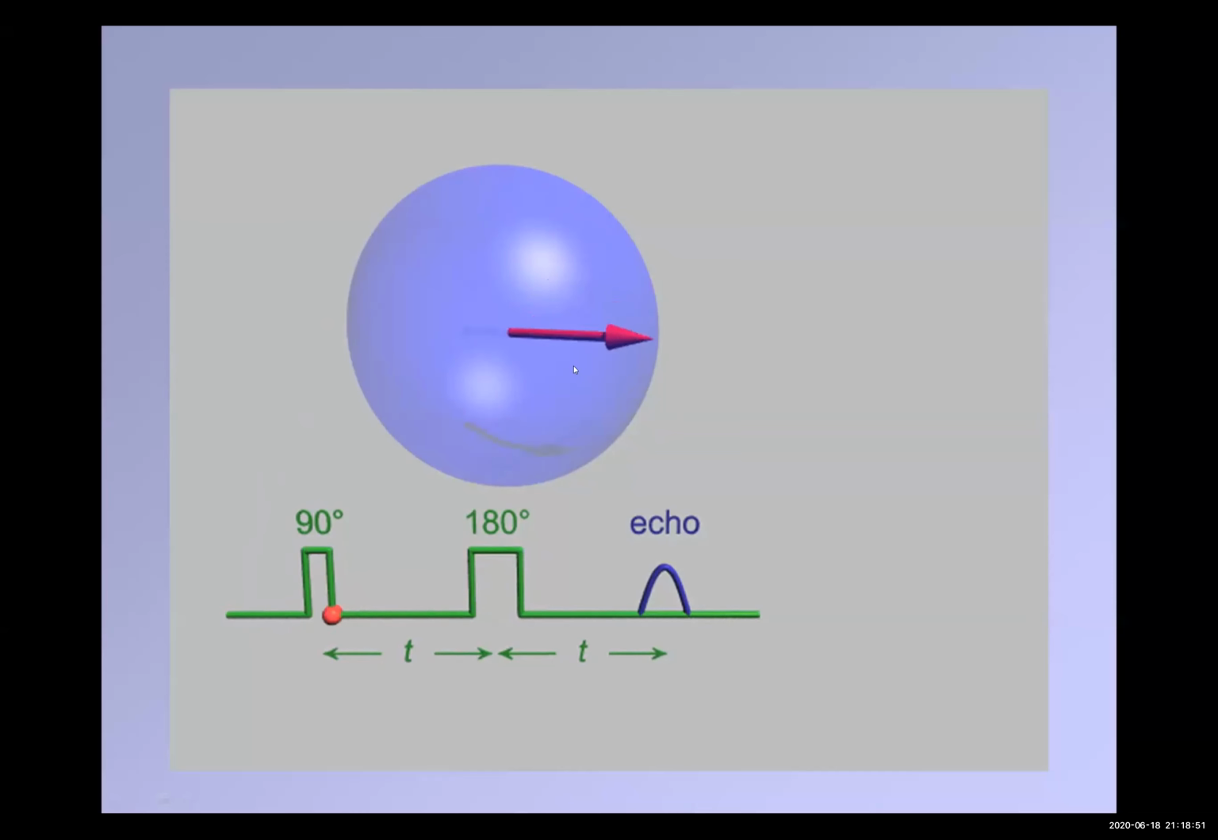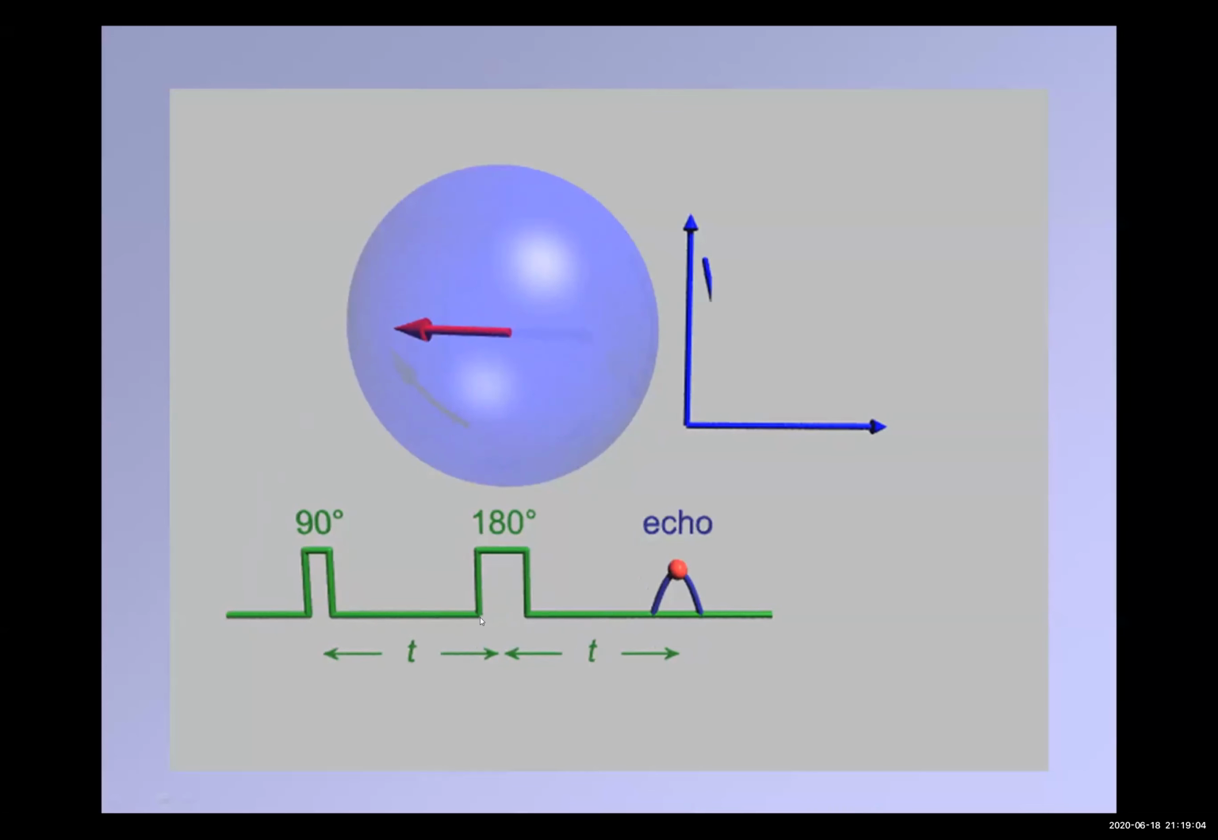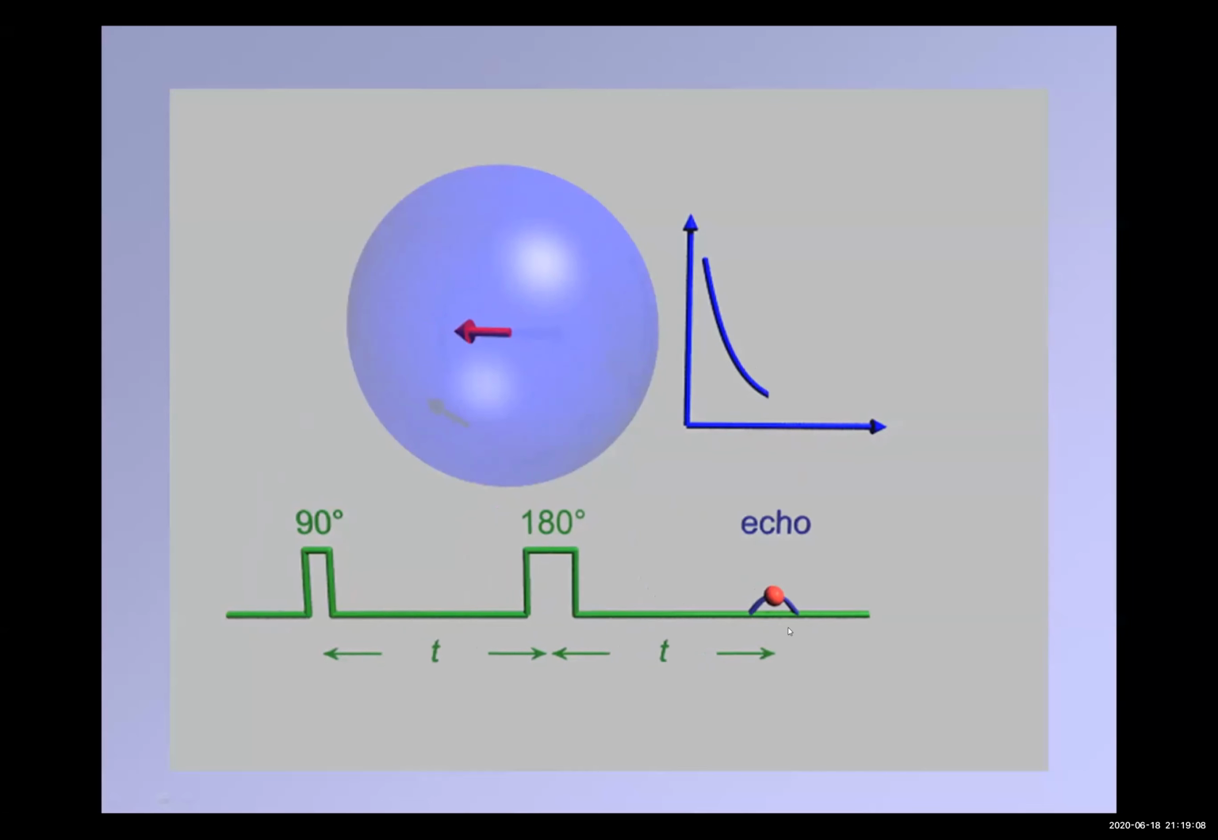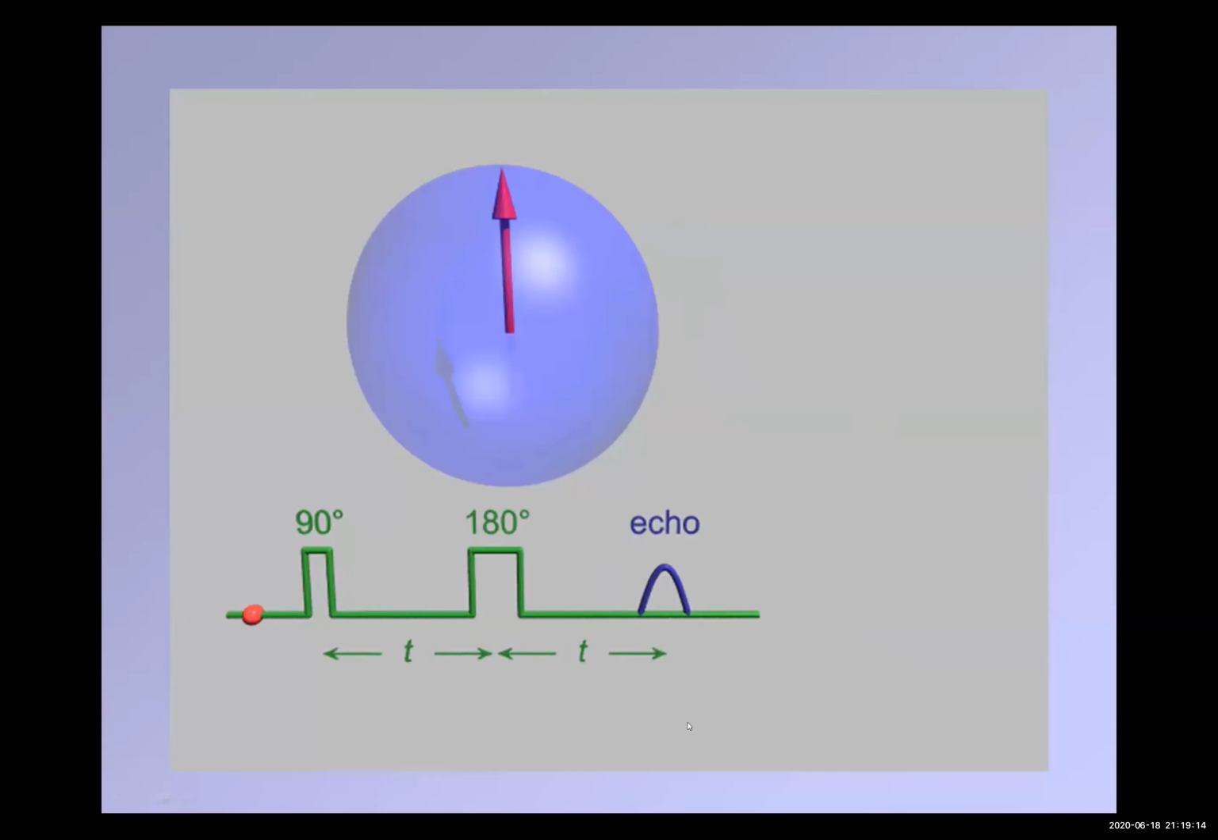With a 90 degree pulse, the protons fall into the transverse plane and start to dephase. Then you get a refocusing RF pulse, and then you collect your echo. So the more TE, the more dephasing, and that can show you better contrast based on a T2 weighted contrast.